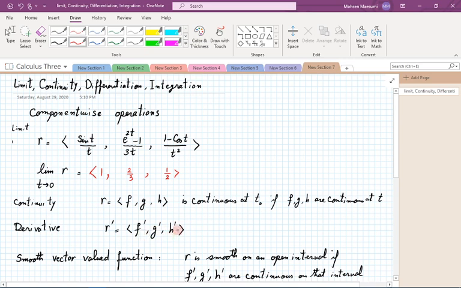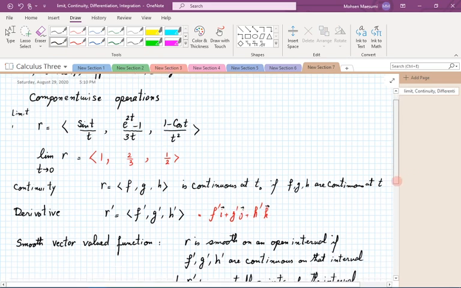You can write it in this notation, or you can write it with the notation of i, j, k. For example, we said f prime i, g prime j, and h prime k. You remember i, j, k are unit vectors, and in your text they're going to be shown with bold-faced notation.